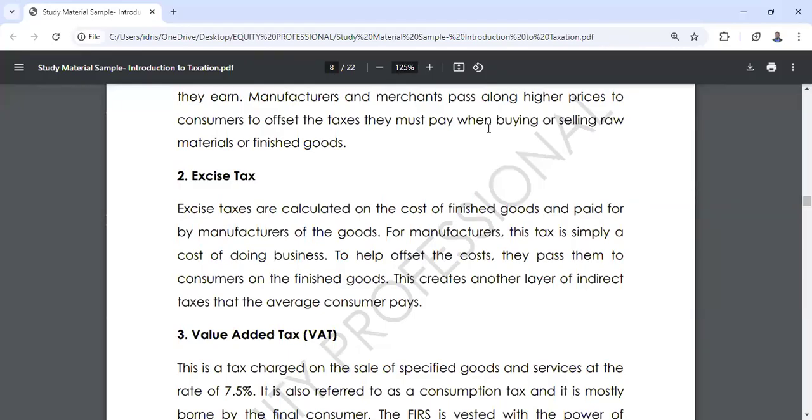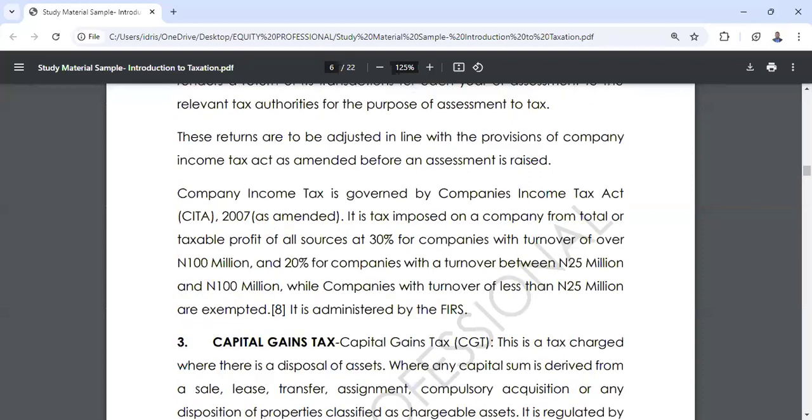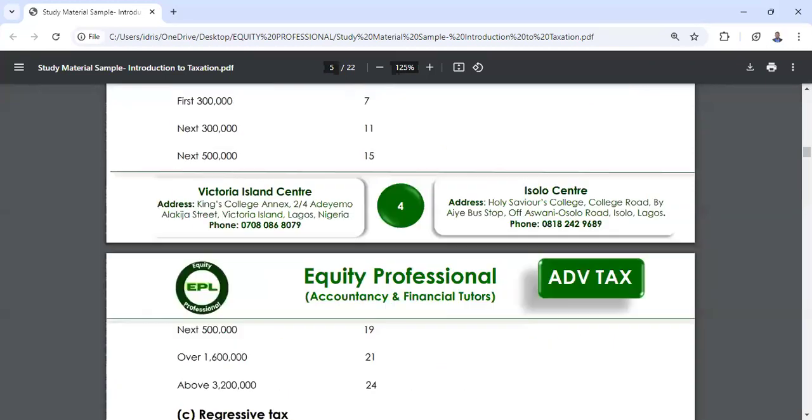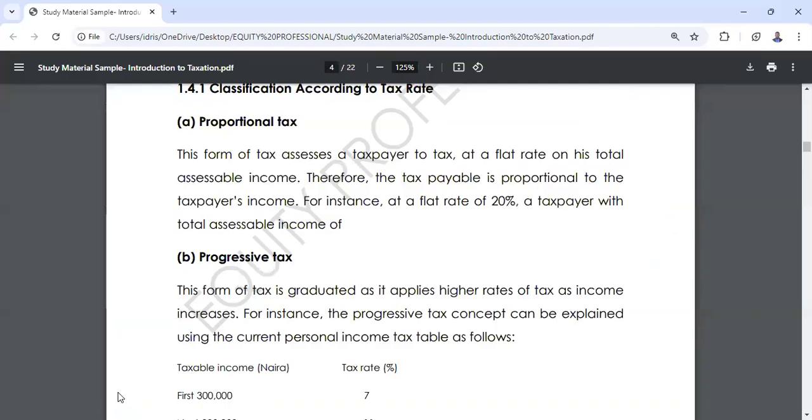Because we said first 300,000. That does not mean it must be 300,000. It may be less than 300,000. Any income less than 300,000, the personal income tax rate will be 7%. Any income less than 300,000 falls within this place. It falls under the first 300,000.